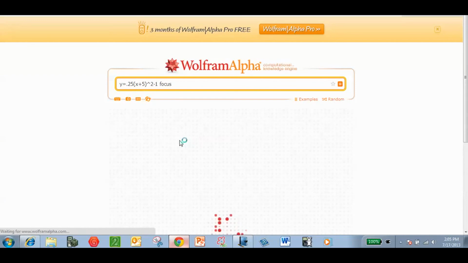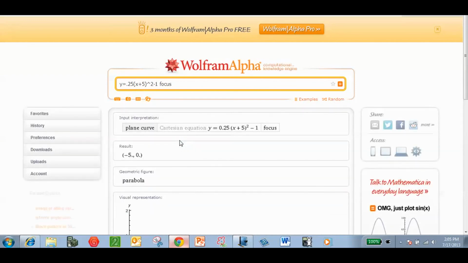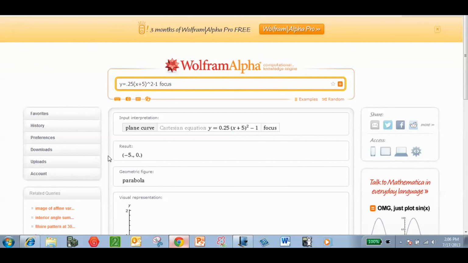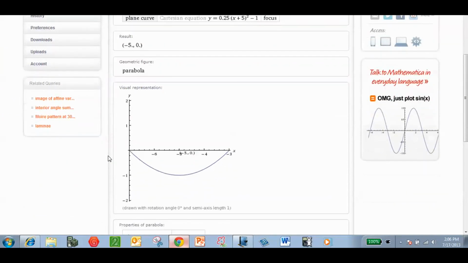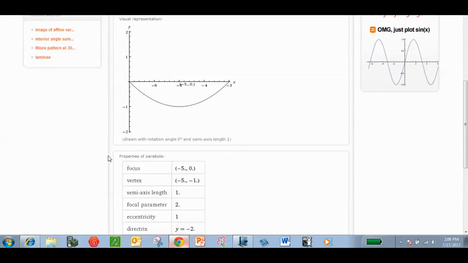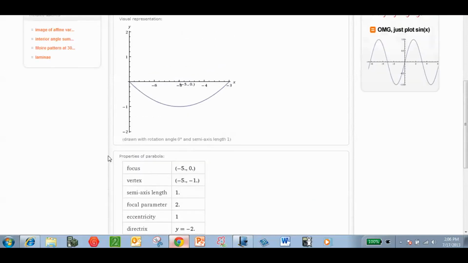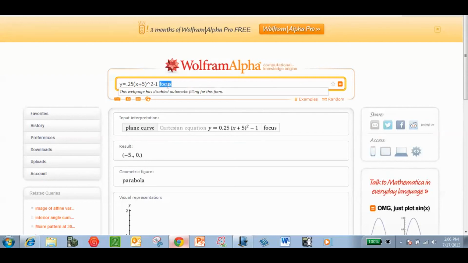This is one of those great search engines that not a lot of people necessarily know about. You can see right here that the result of this query is -5, 0, which is precisely what we had in red right there. And if you scroll down, it tells you what kind of geometric figure it is. It gives you a visual representation. That's the graph. It gives you the vertex. It gives you the directrix as well, which is the equation y equals -2.